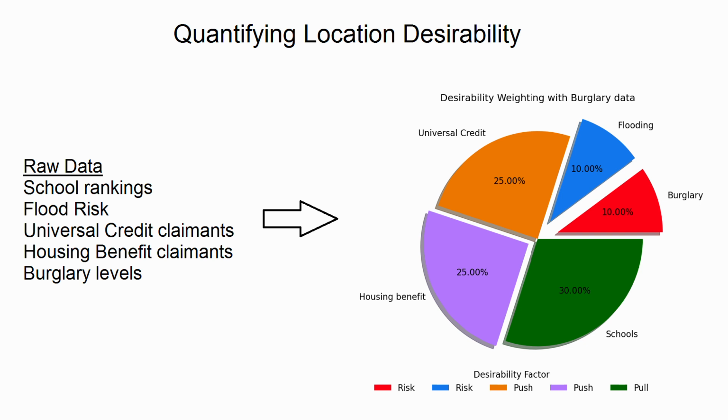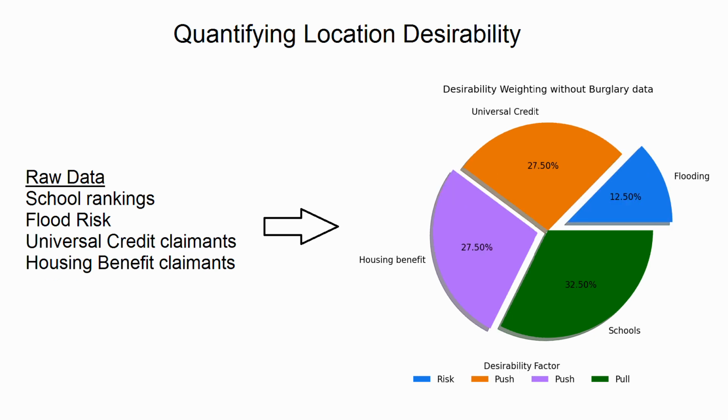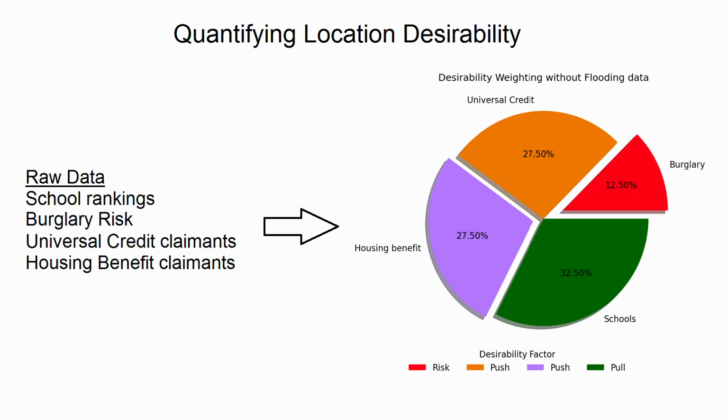The pull factor is schools. Push factors are universal credit and housing benefit levels, which represent deprivation. And finally, the risk factors are burglary levels and flood risk. For some areas, the burglary data is not present, and therefore the weighting has been modified to exclude it. In other areas, the flooding risk data is not available, and therefore the weighting has been modified to exclude it.